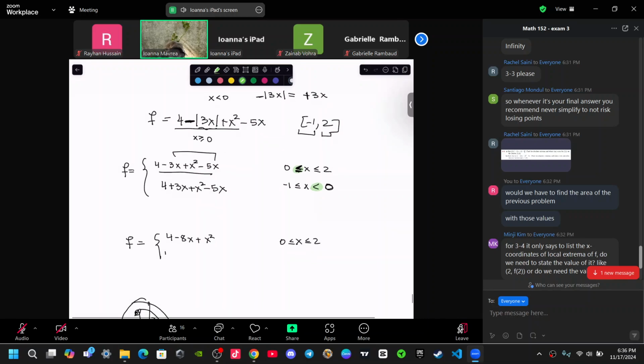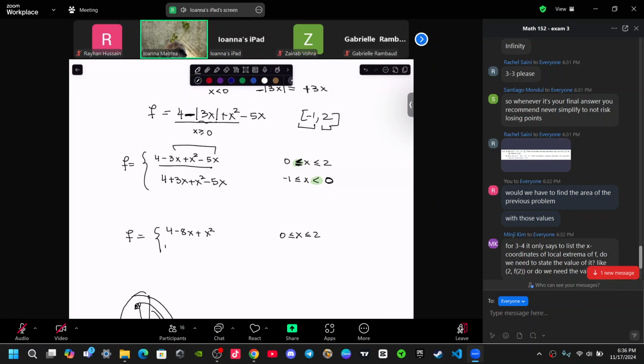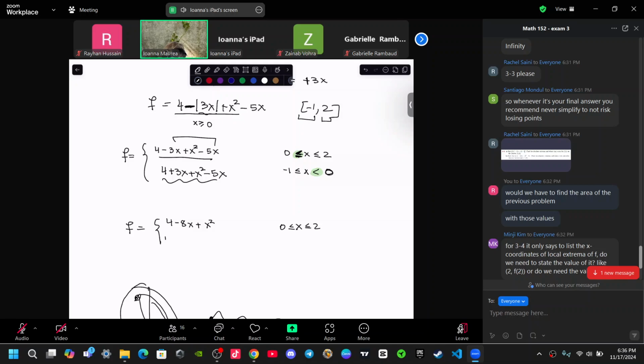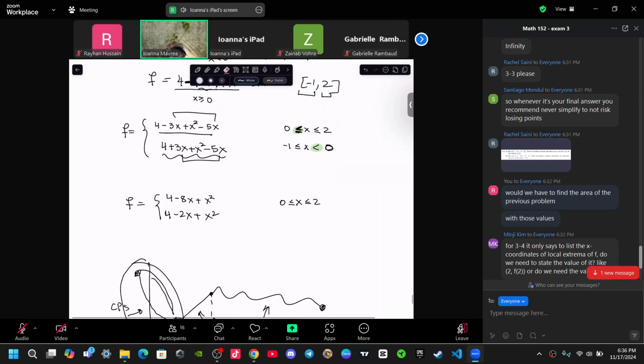Yeah, just let me finish this. So I'm going to simplify that before I take any derivative. So I have negative 2x of 4, so 4 minus 2x plus x squared. So now I'm going to take a derivative. So this is when x goes from -1 to 0.